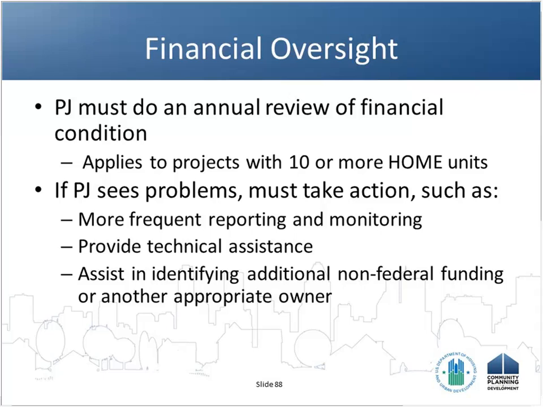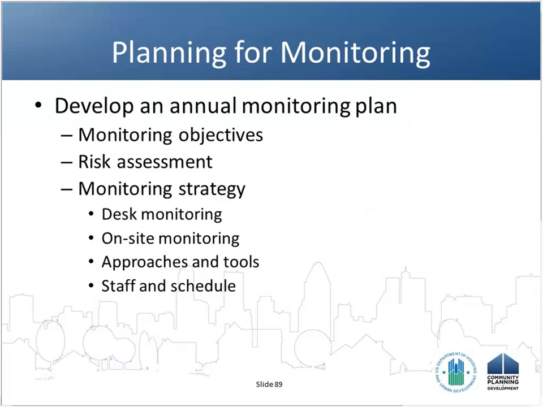It might be through doing some technical assistance. And in the case where you have a project that is at some level of risk, that higher level of involvement, it may be that you're working with not only the HOME funds, but with the other funders to try to diagnose where the risk is coming from and how to stabilize that project. But the PJ needs to be able to identify that there's an issue and step in to make sure that project is going to continue to be stable and will be able to complete that affordability period.